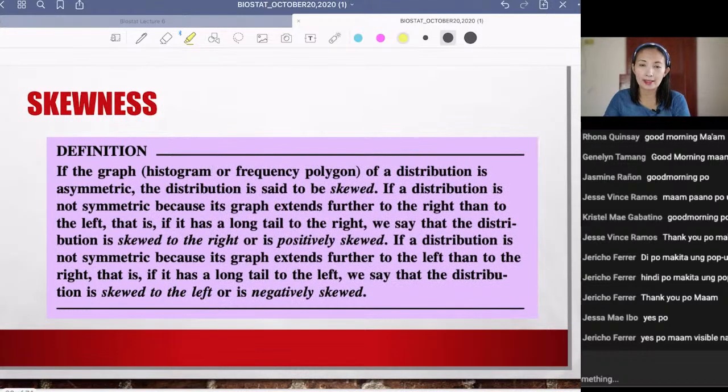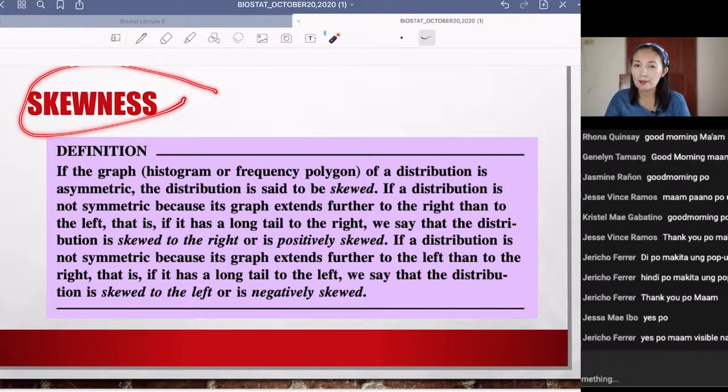Okay, skewness. We made mention about skewed distribution a while ago. What is skewness? What do you understand by skewness?